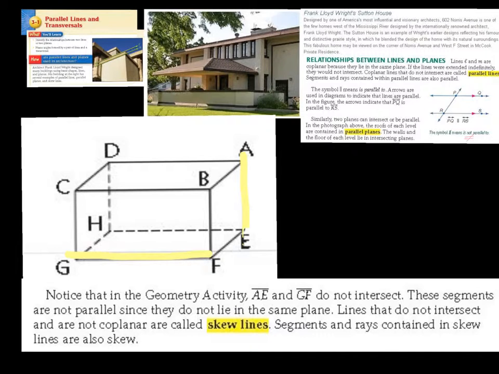If we looked at DH, it would be skew with CB. DH would not be skew with BF because you could have a plane that could go through DBFH. So even though there's not a plane drawn in, it can be drawn in, so it cannot be a skew line.